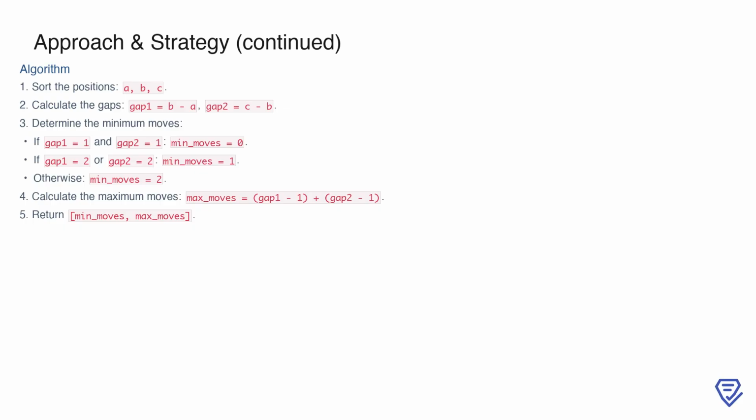For the maximum number of moves, we calculate the total number of spaces between the stones that are not already filled, which is gap 1 minus 1 plus gap 2 minus 1. Finally, the algorithm returns both the minimum and maximum moves as an array, providing the complete solution in constant time.